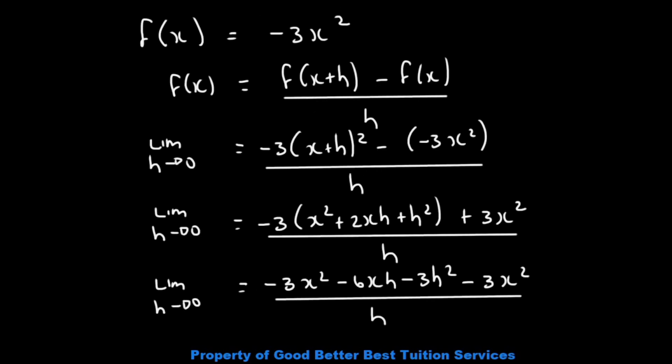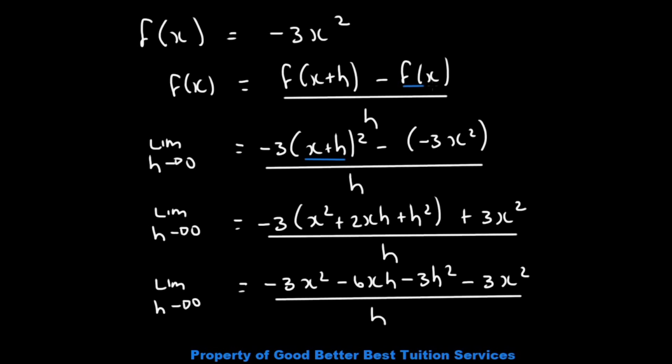Let's look at our second example. We have f(x) is equal to minus 3x squared. What do we need to do? We need to replace our x with x plus h. What does that give us? It gives us minus 3 times (x plus h) squared.